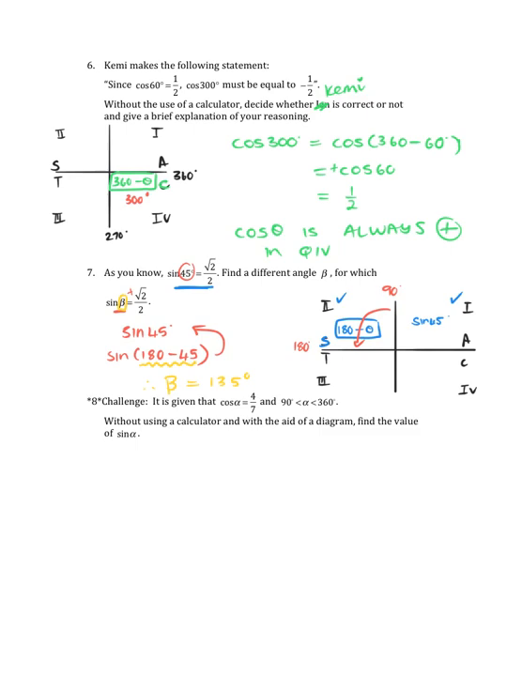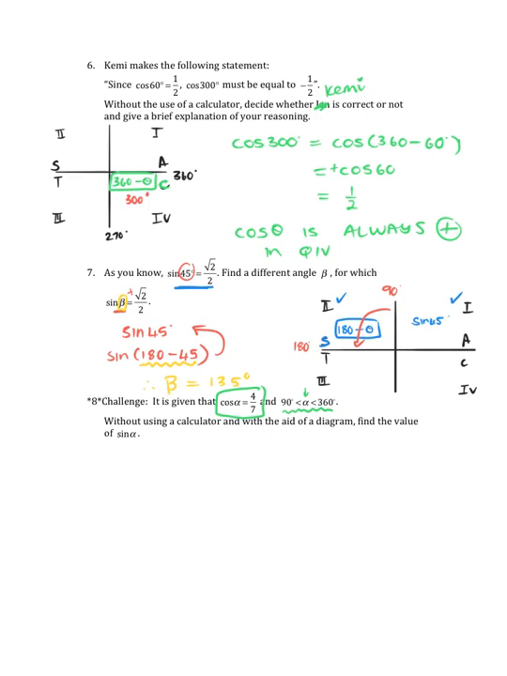Question 8 says, challenge. It is given that cos of alpha is 4 over 7. So we've got different pieces of information here. There's one. And alpha lies between 90 and 360 degrees. So this inequality is saying the angle alpha is between 90 and 360 degrees. Without a calculator and with the aid of a diagram, find the value of sine alpha.